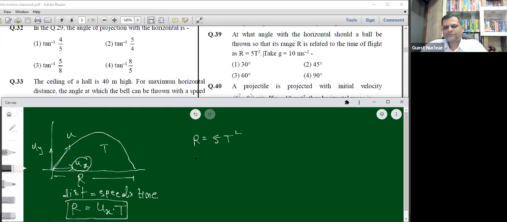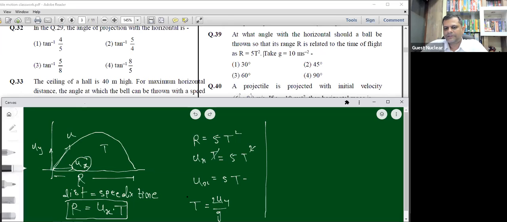So if we just equate both of these values here, then we get ux into t is equal to 5t square. So that t gets cancelled once, and we are left with ux is equal to 5t. And time of flight t का जो हमारे पास फॉर्मूला ऑलरेडी होता है, t is equal to क्या होता है, t is equal to 2uy upon g होता है. यस, तो अगर हम ये यूज करेंगे तो इससे हमको टाइम ऑफ फ्लाइट मिलता है.